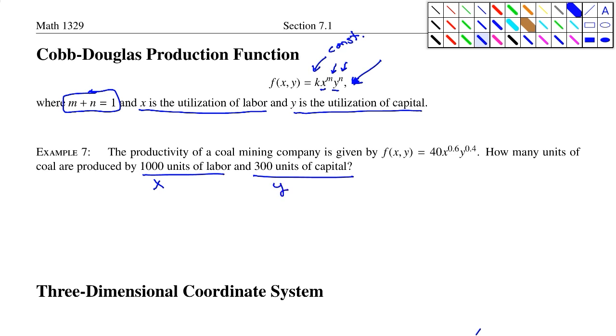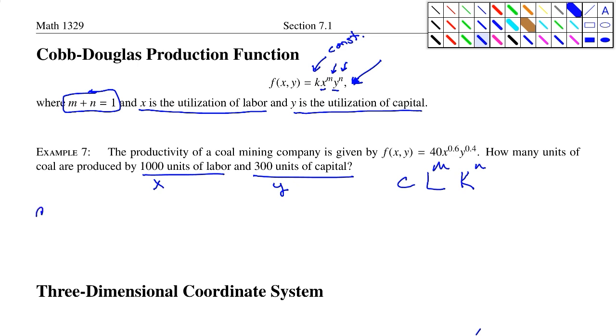Now, in some other books, they use different variables and different things for constants. So you might see a K and an L, and it would probably be L for labor and K for capital. But you just need to read the context of the problem to see which one represents which. And that would be an M and an N, and there'd be another constant, maybe a C, something like that.